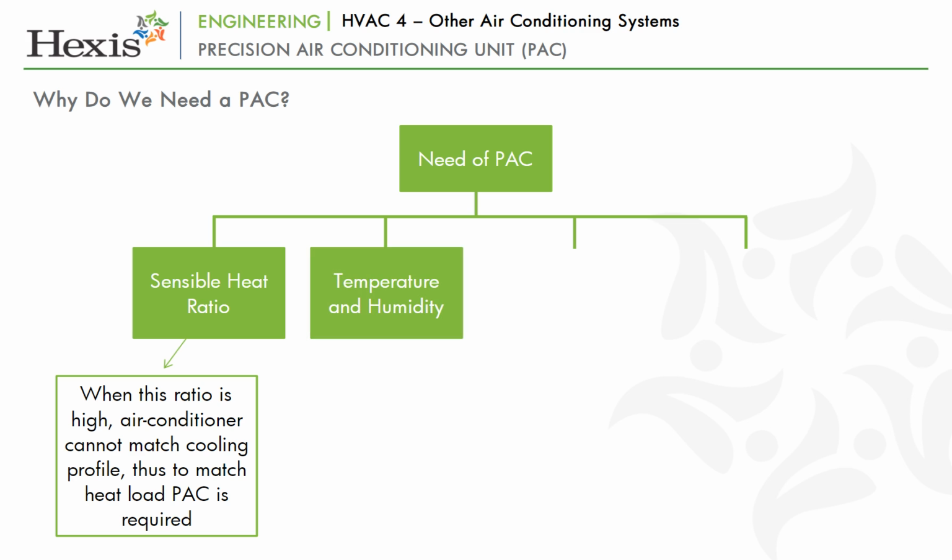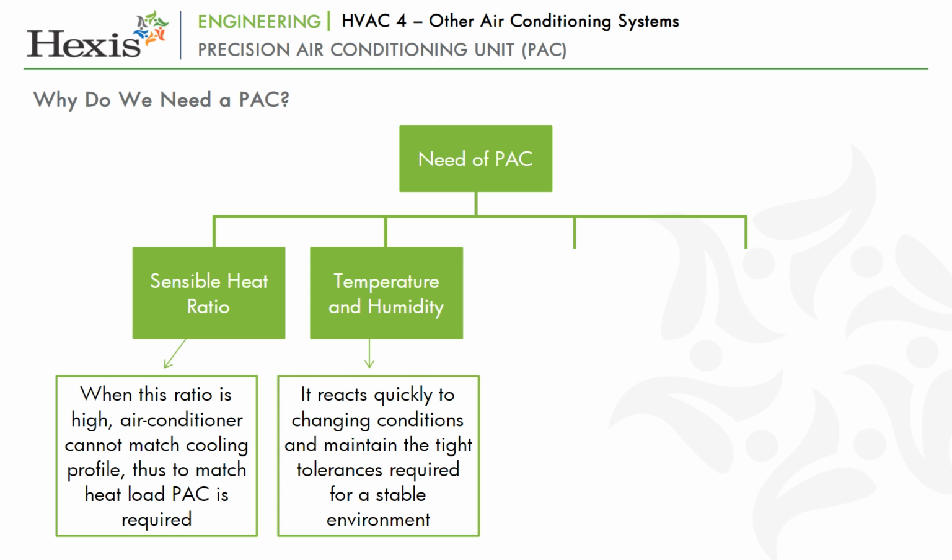Temperature and humidity. The electronic components have little tolerance to varying temperature and humidity, and due to the varying load in such environments, the regular ACs are just not fast enough to maintain the parameters within the range acceptable. Precision air conditioners have the sophisticated, fast-acting, microprocessor-based controls necessary to react quickly to changing conditions and maintain the tight tolerances required for a stable environment. Precision air systems usually include multiple stages of cooling and heating, a humidifier, and a dedicated dehumidification cycle, allowing them to satisfy any and all temperature and humidity control requirements.